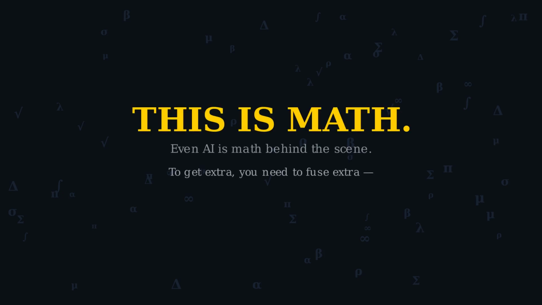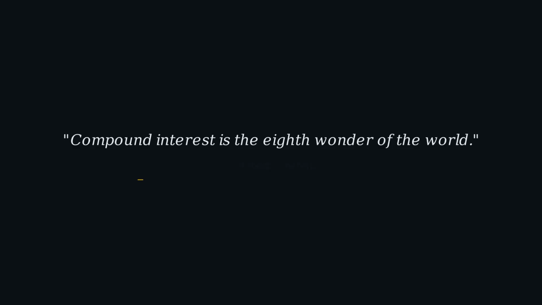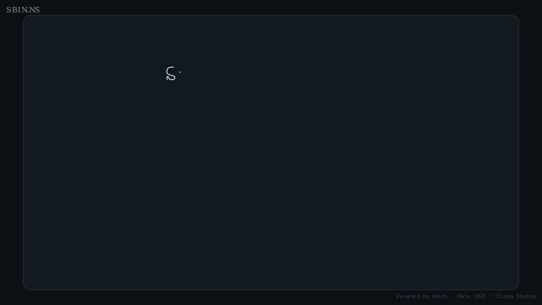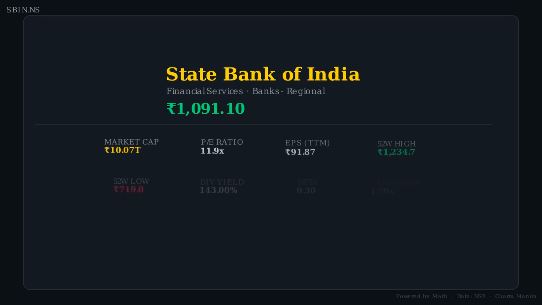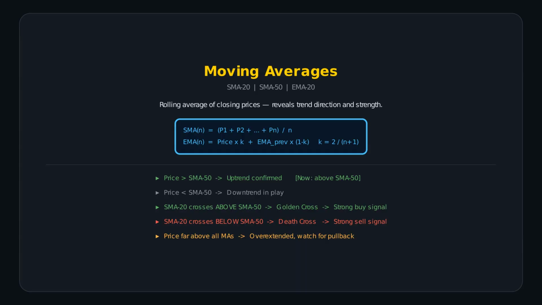This is math. Welcome to the technical analysis of State Bank of India. SBIN.NS is a financial services company with Rs 10.1 trillion. Over the past 3 years, the stock has gained 115.9%. We will break down 4 key indicators: moving averages, Bollinger bands, RSI, and MACD, because every line on this chart is a formula. Let us start with moving averages, the foundation of trend analysis.